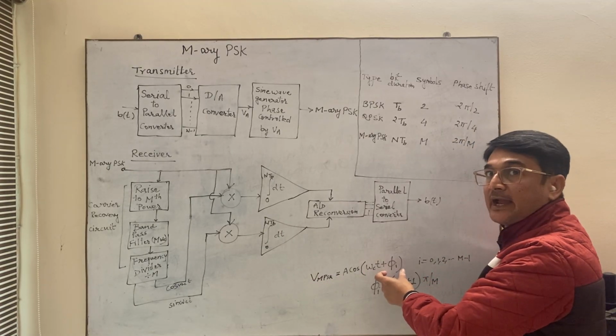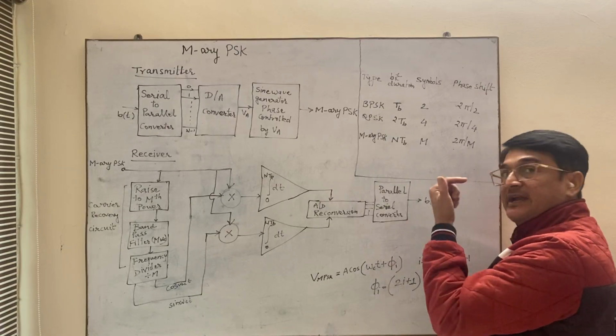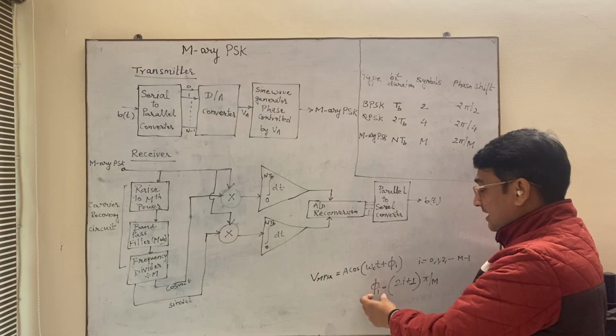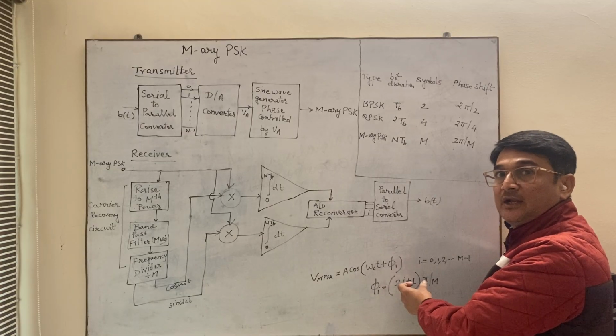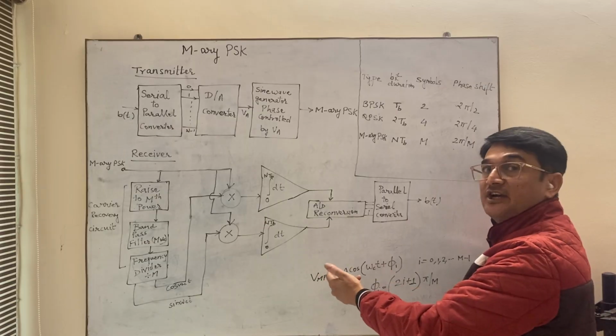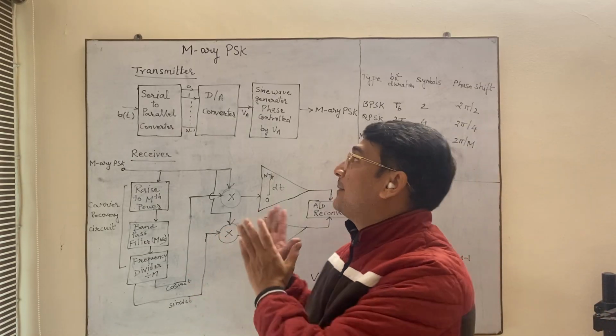As far as the mathematical expression for M-ary PSK is concerned, it is represented by A cos(omega ct plus phi i), where i equals 0, 1, 2, 3 till M minus 1. And this phi i, which is the phase angle, is nothing but phi i equals (2i plus 1) times pi by M. This is how you can generate various M-ary PSK signals. So basically this is all about the M-ary PSK signal.